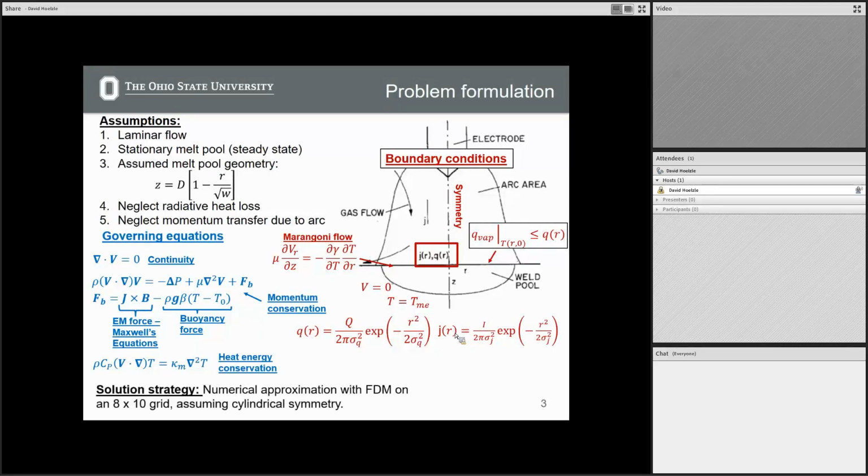Their solution strategy is to approximate these equations with finite differences on an 8x10 grid, assuming symmetry. And honestly, discretizing this set of equations, they don't spend any work on that. I'm not going to talk about how finite differences works, but it's a numerical approximation scheme.